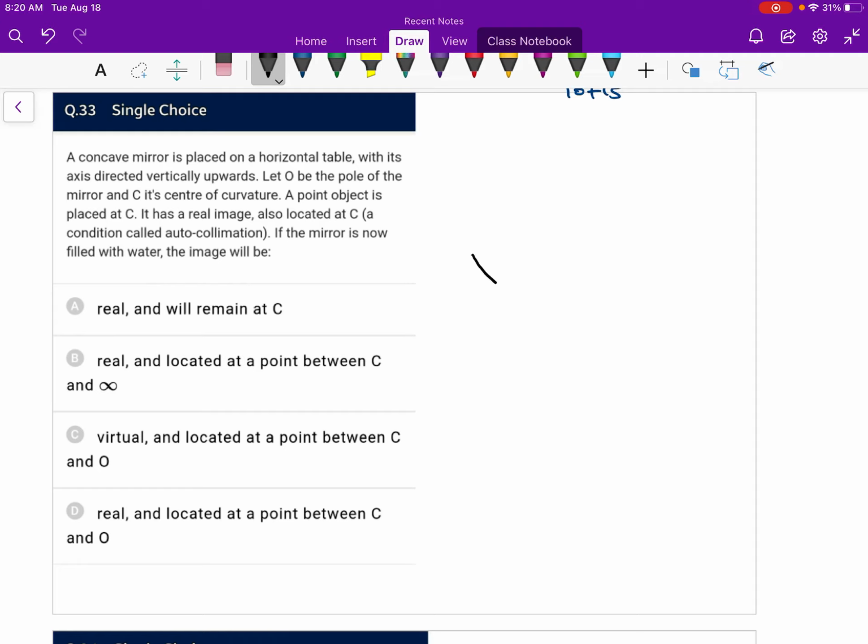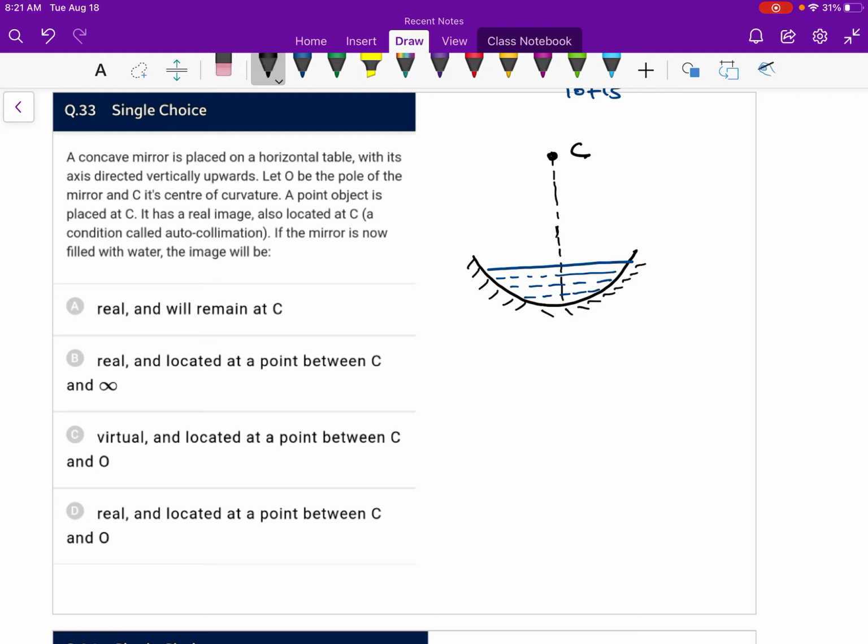So we have this concave mirror and the object is placed at its C. Now on filling the mirror with water, the image is real and will remain at C. Now the object distance, so now the rays will come in the water, and we can go by real and located at a point between C and O.